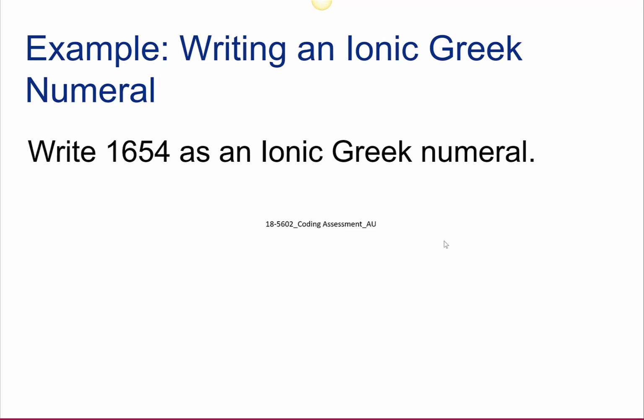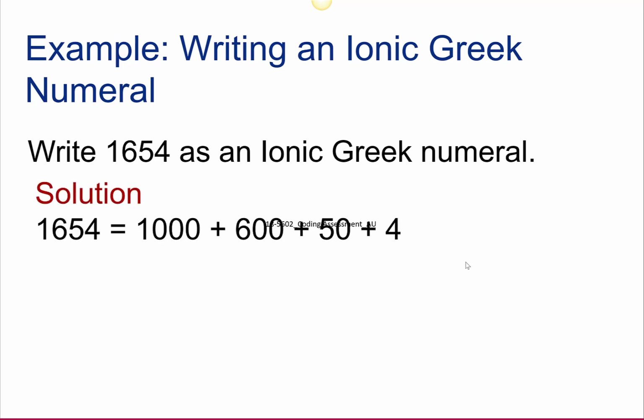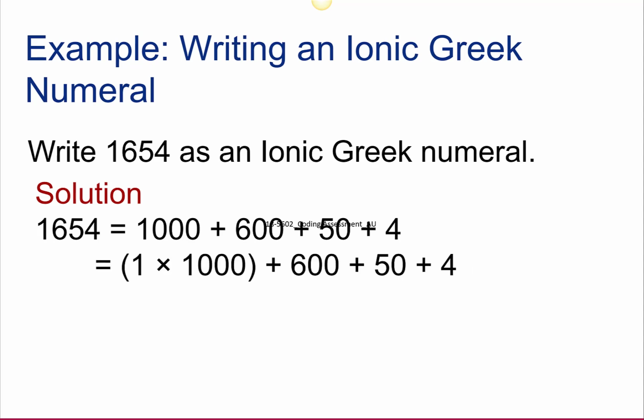If we want to go this way, 1654, and we want to do this as an Ionic Greek numeral, so we want to break it down into its parts: 1,000 plus 600 plus 50 plus 4. So again, let's look at the pieces we have here. And we notice to get to 1,000, we're going to use the numeral for 1 and use the iota symbol up to the left to show multiplying by 1,000. And we do have a numeral for 600 and one for 50 and one for 4. And there's what it looks like.